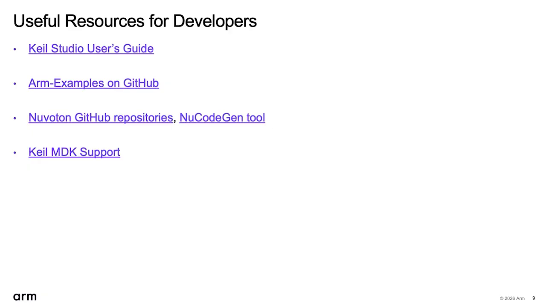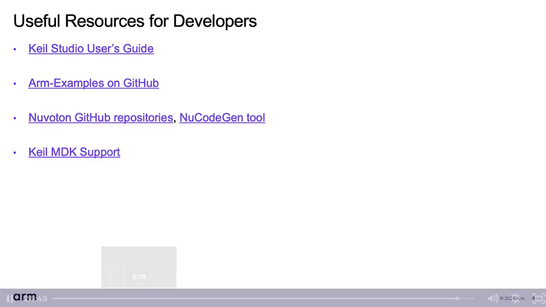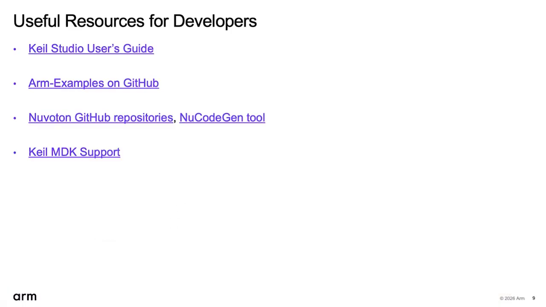To help you continue your development journey, we gathered several useful resources for you. First, the Keil Studio User's Guide provides a comprehensive overview of the environment and walks you through all the key features and the workflow. You can also explore a wide range of Arm-maintained examples on GitHub, which demonstrate best practices for CMSIS, RTOS-based development, and AI-related workloads.